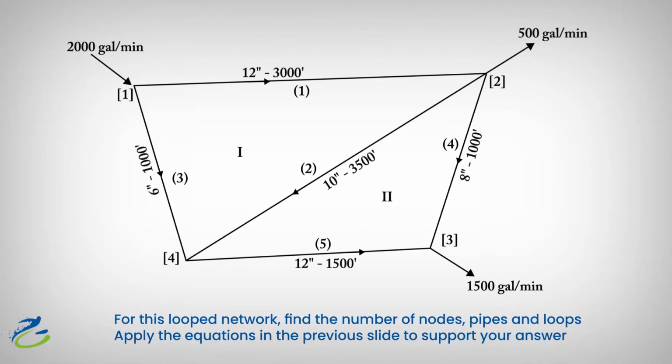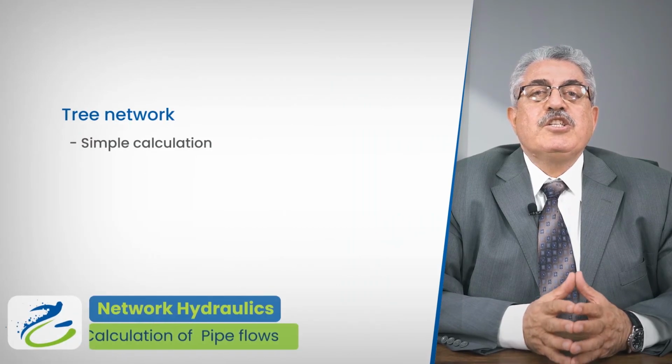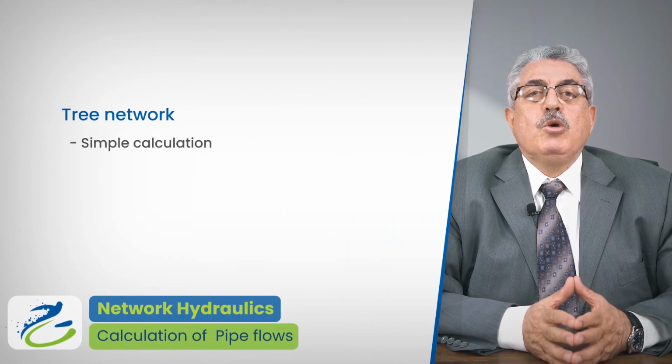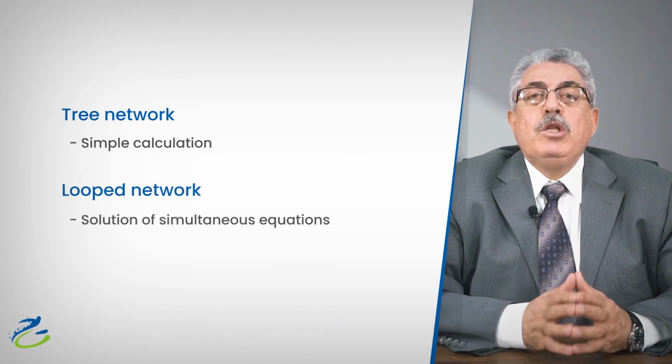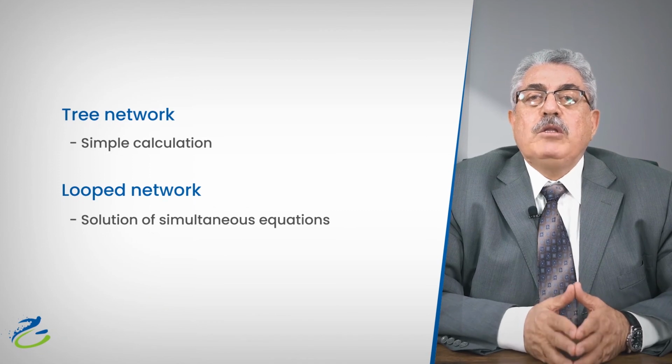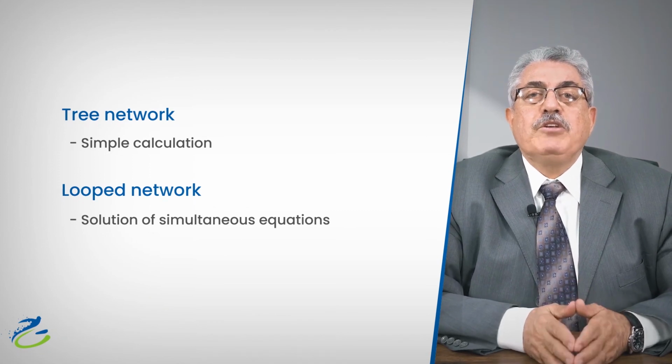This is a simple exercise to apply the relations given in the previous example to count the number of nodes, number of pipes, and number of independent closed loops and apply the equations of topology relating these numbers. Calculation of pipe flows is simple for tree networks because we go backwards until we reach the source. In case of loop networks, we need to solve a set of simultaneous equations as we have shown previously.